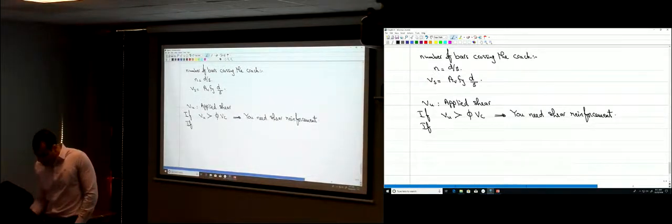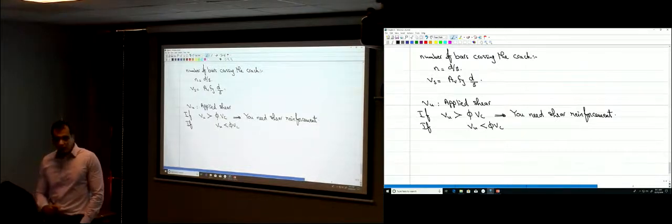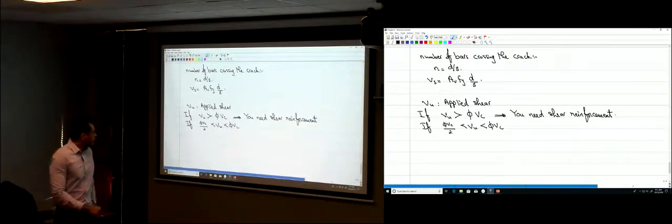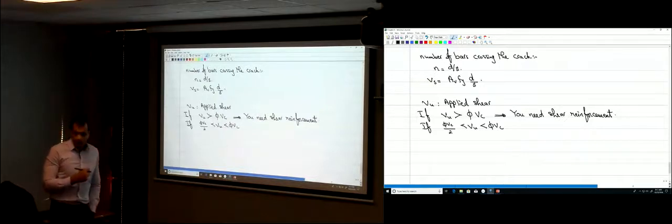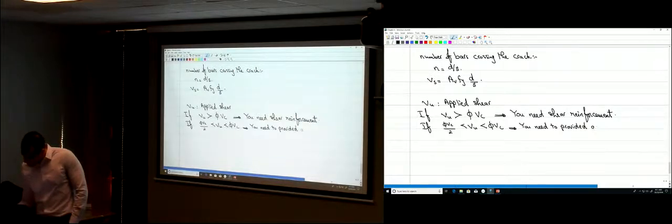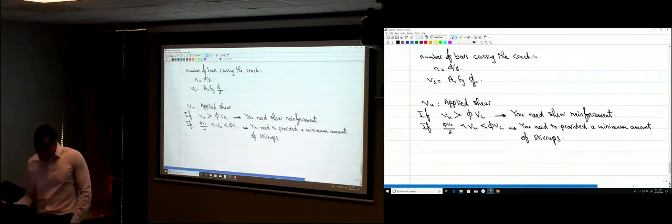But the ACI code here says that even if the applied shear force is less than Vc, okay, but it's larger than 1/2 Vc, okay, it's enough, the concrete is enough, but still you need to provide a minimum amount of stirrups. Okay?